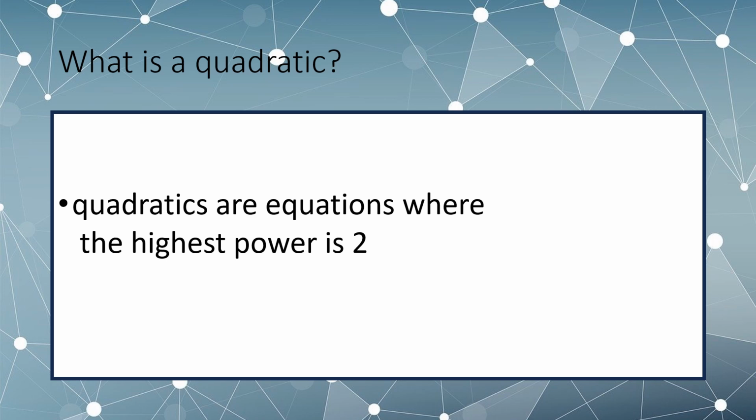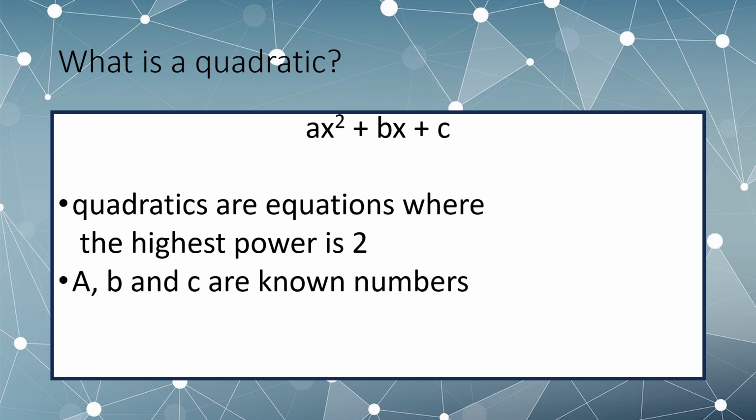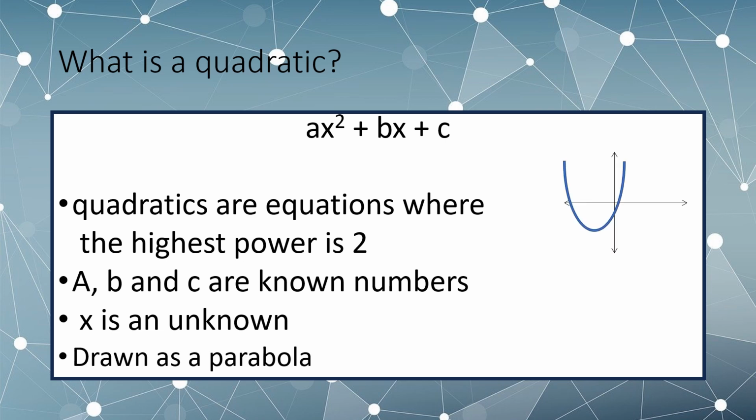We write out our quadratic equations in the standard form of a multiplied by x squared plus b multiplied by x plus c, where a, b, and c are known numbers, and x is our unknown. We draw them on Cartesian planes as parabolas, which looks like the curve in the diagram here. Important parts of a quadratic are its roots, or x values, its y-intercept, where it crosses the y-axis, and its vertex, which is where that parabola turns around.